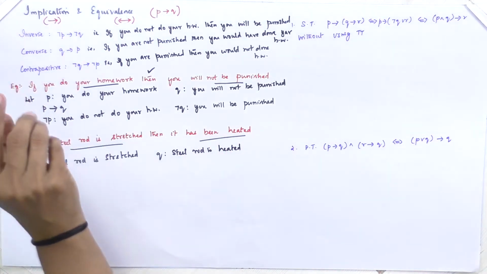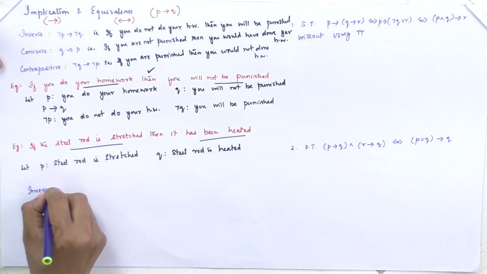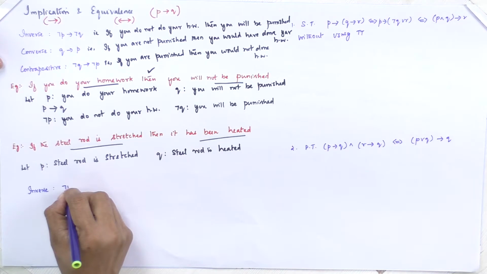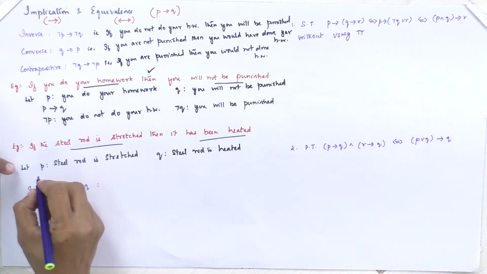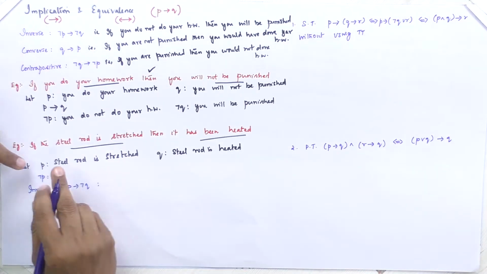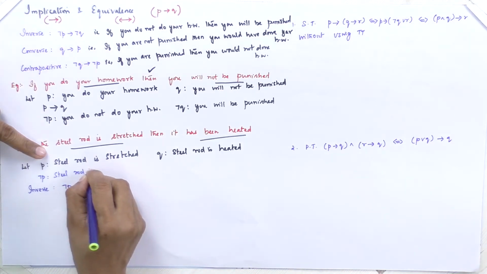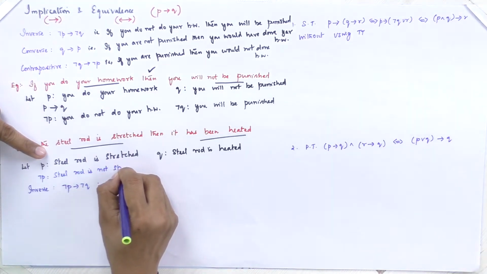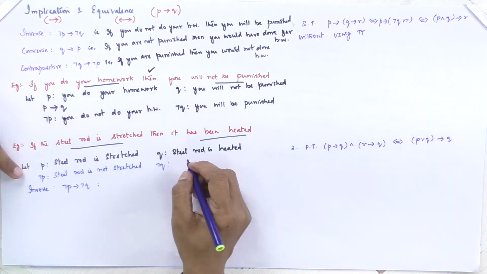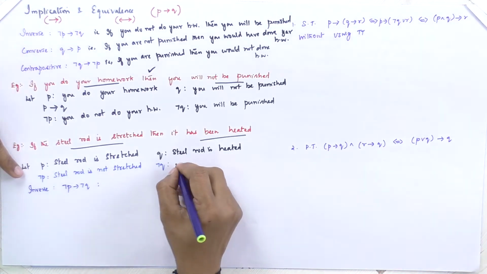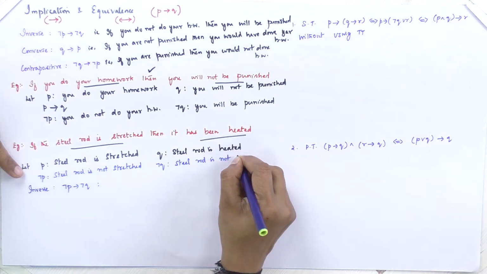So now what will be the inverse part? Inverse. We know that the inverse is negate P conditional negate Q. So we will have to find out what negate P is here. Steel rod is stretched, so negate P is steel rod is not stretched. Negate is just the opposite. So next is negate Q. Negate Q is what? Steel rod is heated. Negate Q is steel rod is not heated.